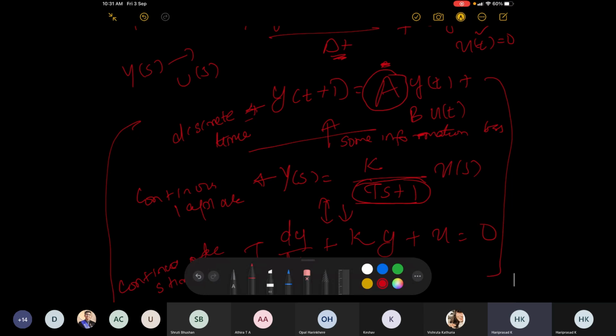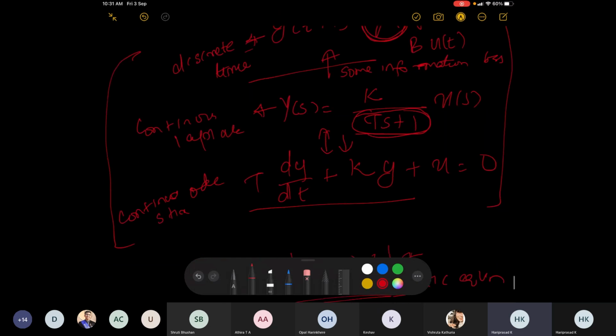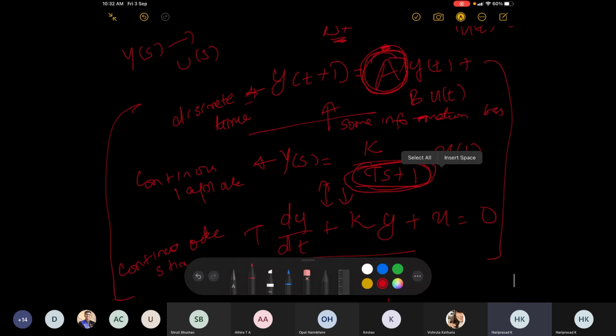So when you lump everything together, the numerator effect is fully lumped in A. So the eigenvalues of A in the discrete time model are equivalent to the roots of the characteristic equation in the continuous time model. Are you able to correlate what I am trying to say? Hello? Are you able to correlate what I am trying to say? Any questions at the moment?